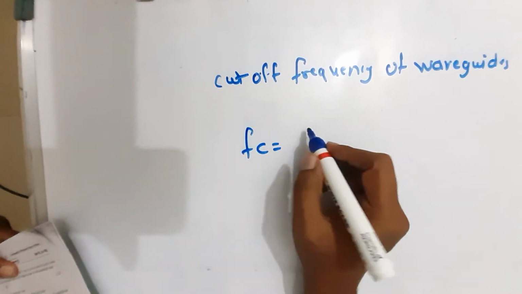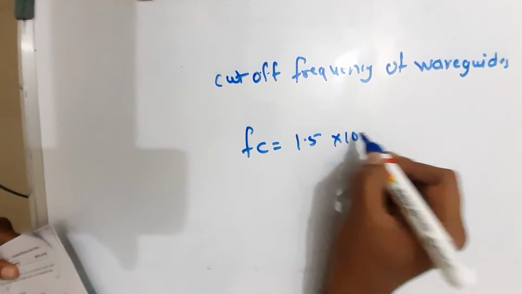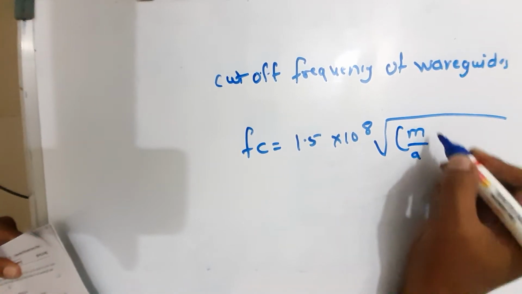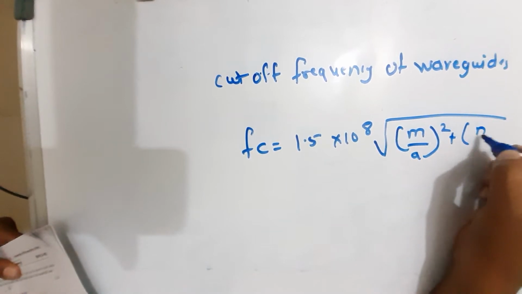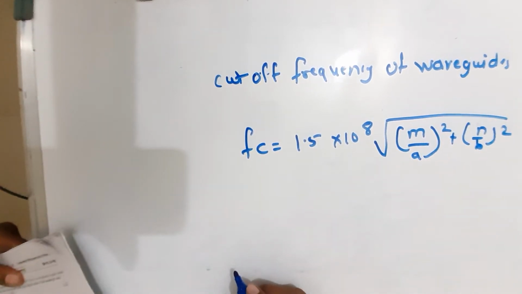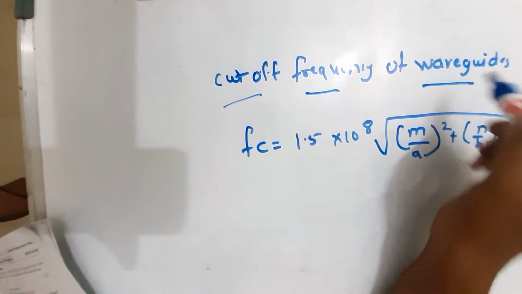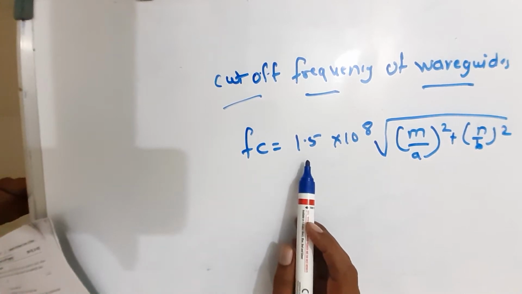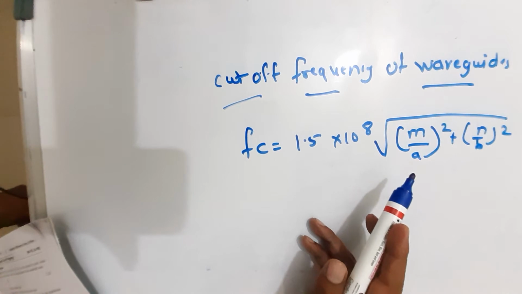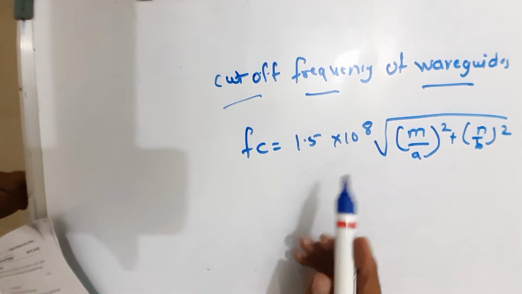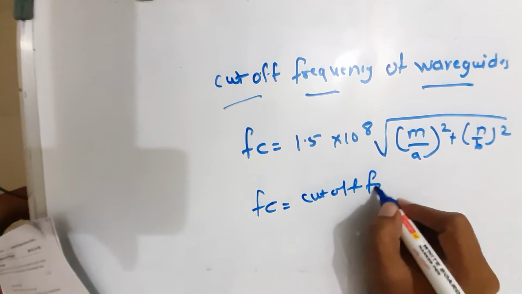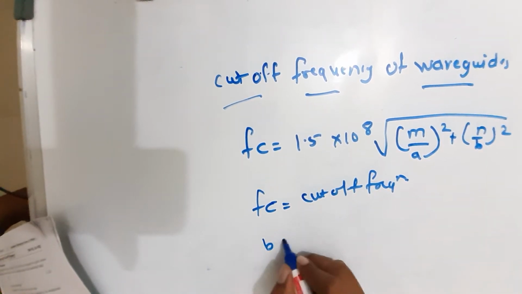The cutoff frequency equals 1.5 into 10 raised to 8 under root of (m by a) square plus (n by b) square. Just remember, on this particular topic, cutoff frequency of waveguides, we have numericals. So cutoff frequency fc equals 1.5 into 10 raised to 8 under root of (m by a) square plus (n by b) square. Here fc is the cutoff frequency, and b is the height.